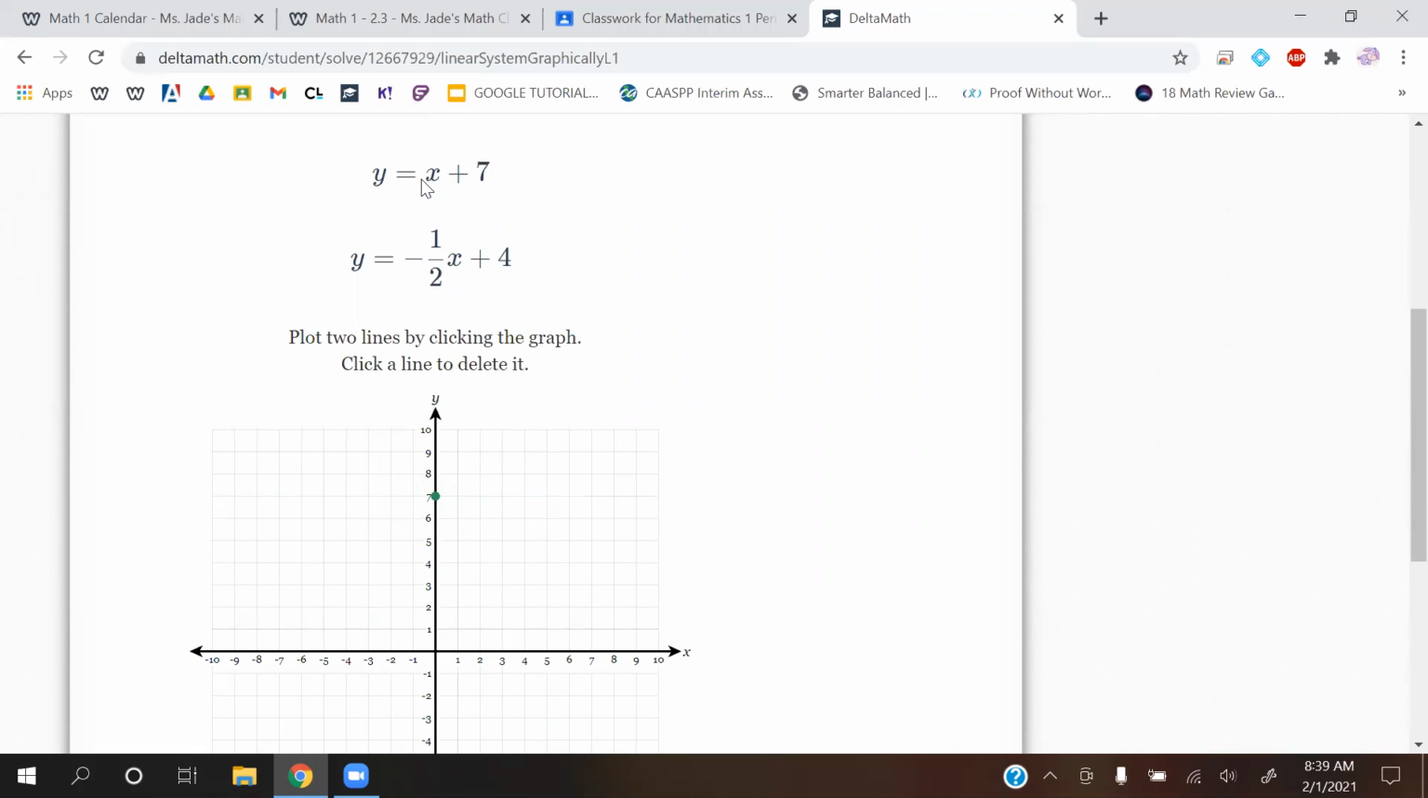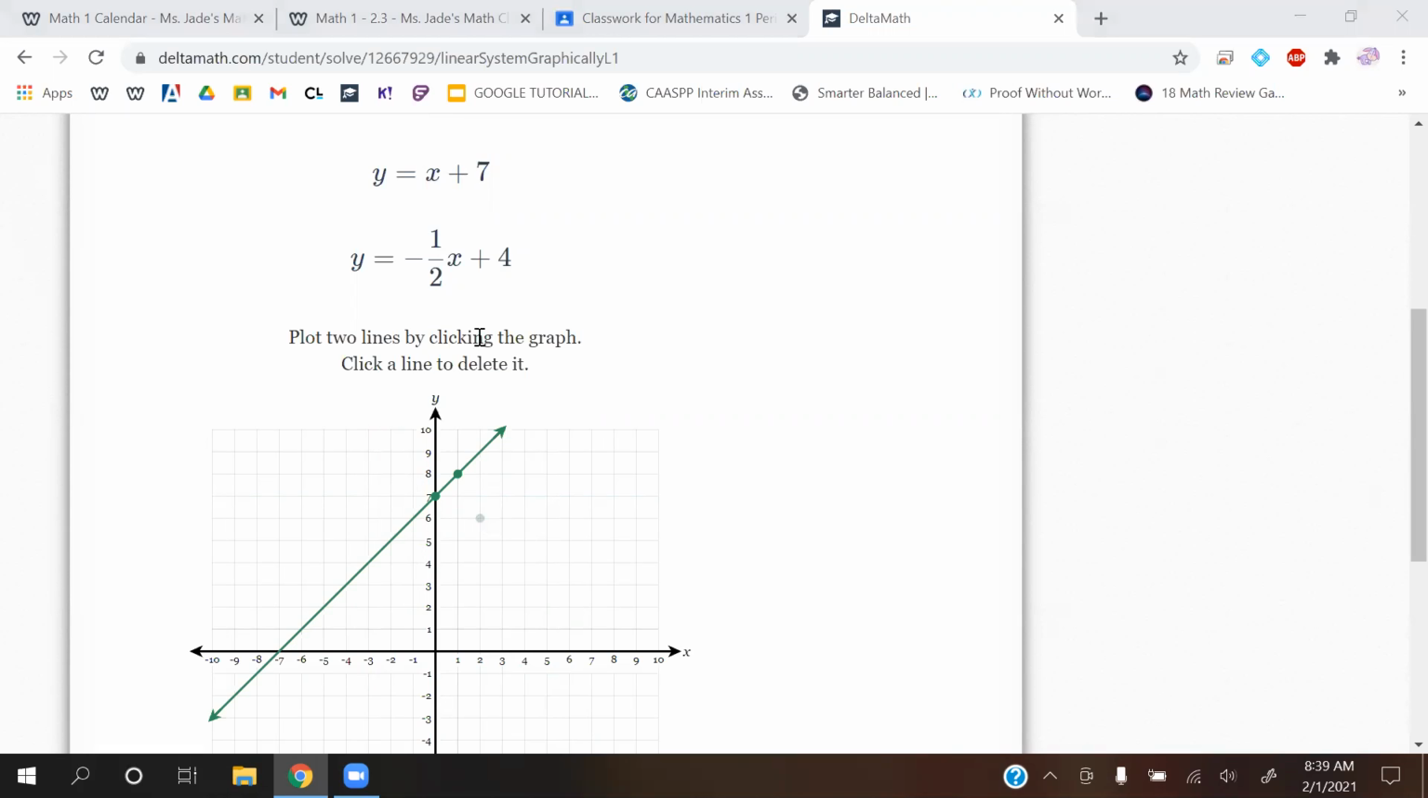But over here, this number, it's a 1. I know you don't see a 1, but that's an invisible 1 in front of the x, which means your slope is 1. So then a slope of 1 means you're going to rise up 1, go right 1. So this could be your next point. So I'm going to click over here, and as you can see, Delta Math has drawn our line for me.